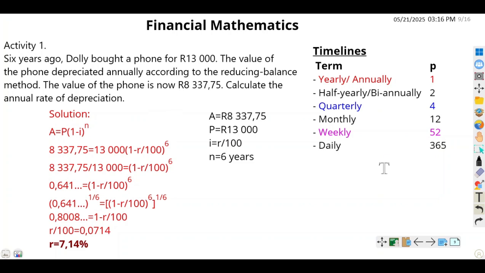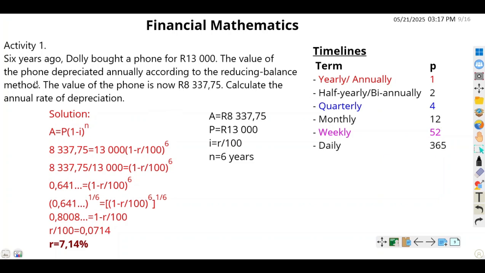the reducing balance method. Okay, 6 years ago Dolly bought a phone for 13,000 rands. The value of the phone depreciated annually according to the reducing balance method. Again, here's that word, reducing balance method.